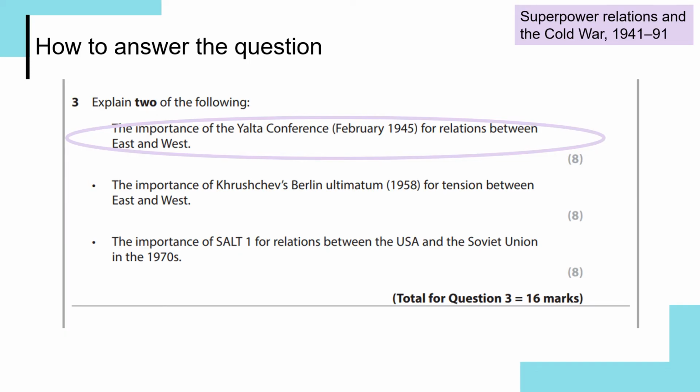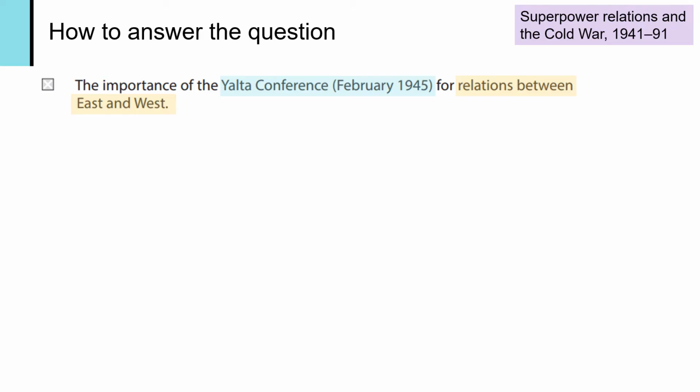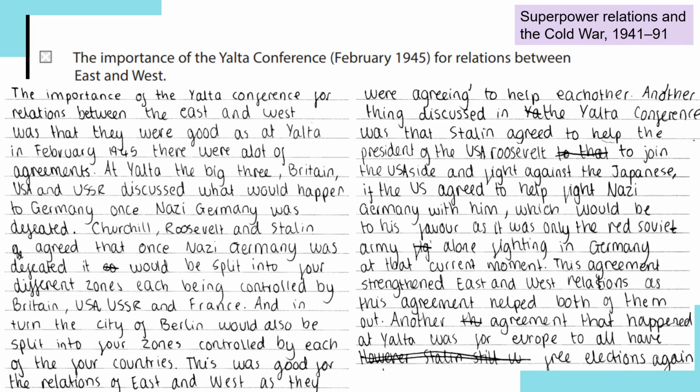Back now to our history examples, and these ones from the superpower option. The importance of the Yalta Conference, February 1945, for relations between East and West. The X part of the question here being Yalta Conference and the Y part being relations between East and West. This here is a candidate's full response, and this high-performing answer received the maximum 8 marks.